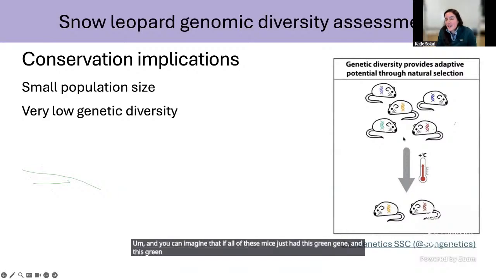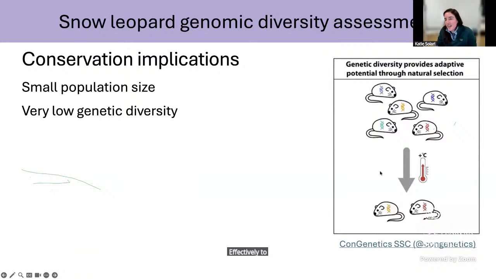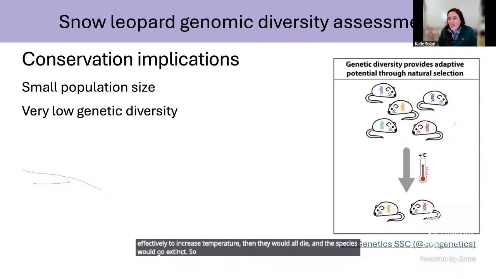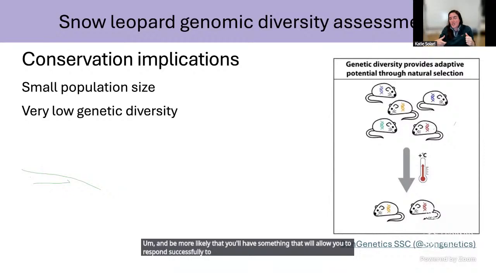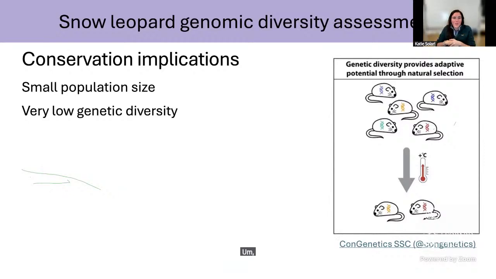And you can imagine that if all of these mice just had this green gene and this green gene didn't allow them to respond effectively to increased temperature, then they would all die and the species would go extinct. So that's the theory here, that high genetic diversity is just a way to have lots of different tools at your disposal, and be more likely that you'll have something that will allow you to respond successfully to a new challenge. So this is why very low genetic diversity in snow leopards could be a problem.